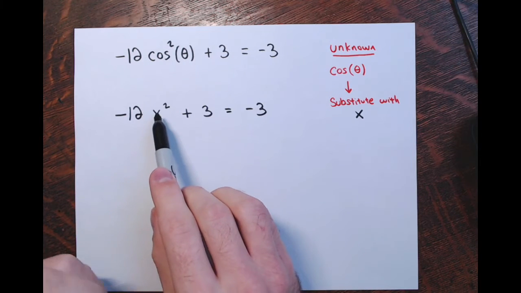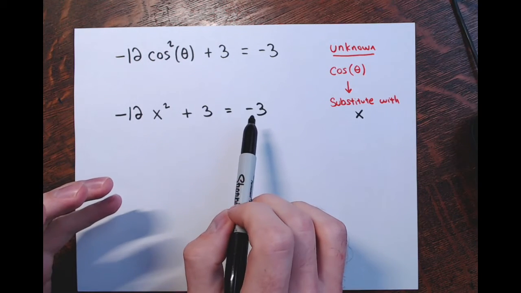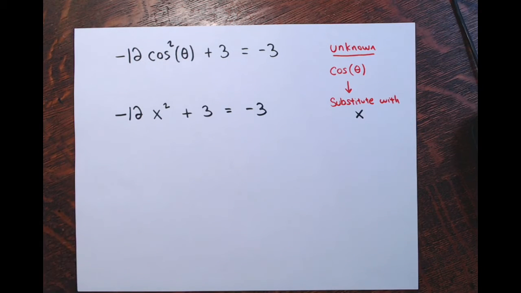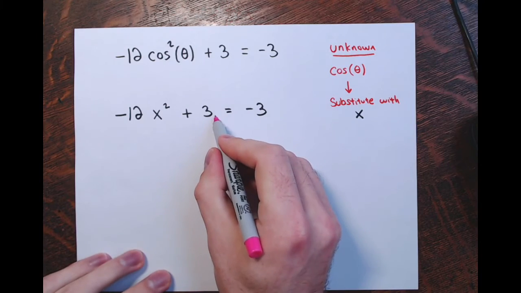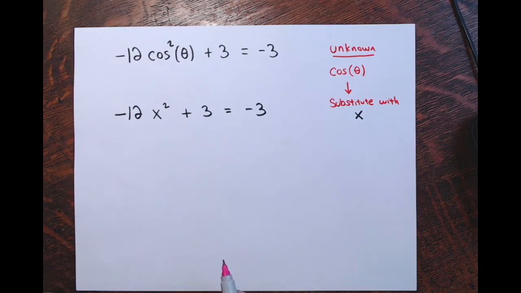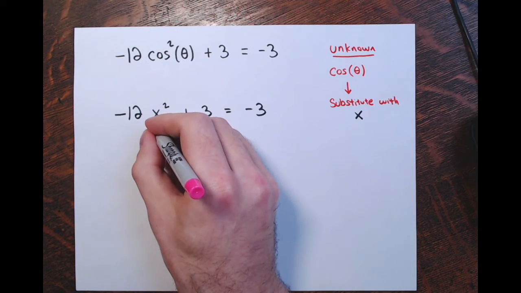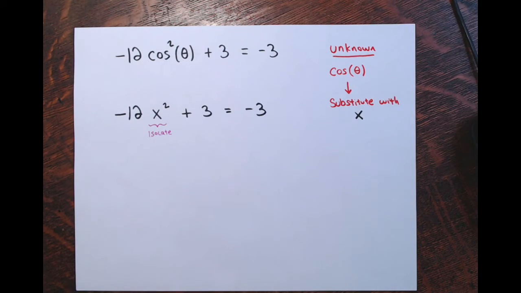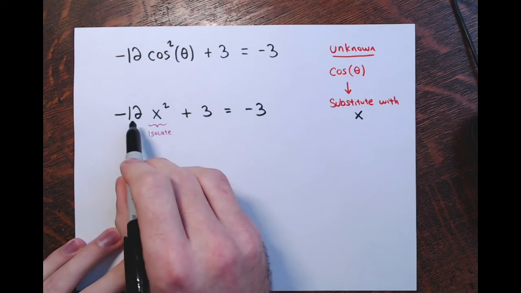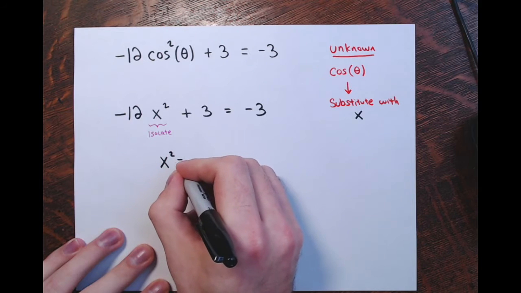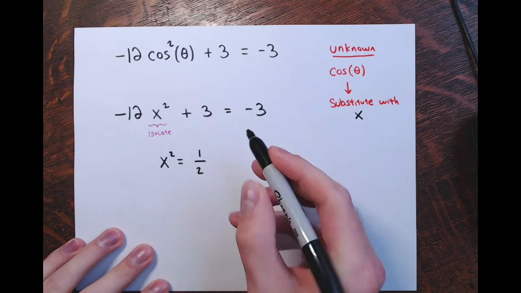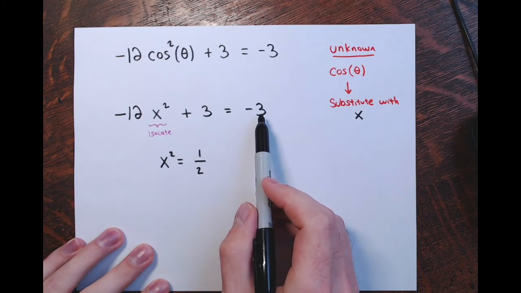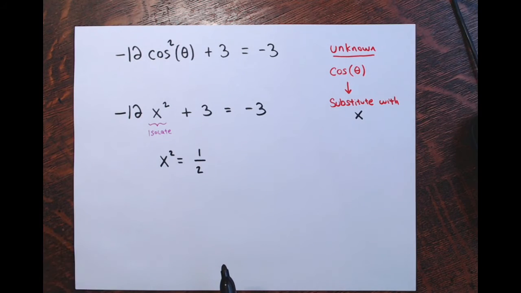When there's just a square term and no other terms with a variable, we can isolate that square. Now if this was 3x here, if it was 3 cosine theta, then I'd have to solve it some other way, right? Hopefully you remember how to solve quadratic equations. But when there's only the square term, an easy way to solve it is to isolate the square, get the square alone. So that would involve subtracting 3 and dividing by negative 12. So we'd have x squared equals positive 1/2. Because if I subtract 3, that'll be negative 6 over here. Then divided by negative 12 would be positive 1/2.